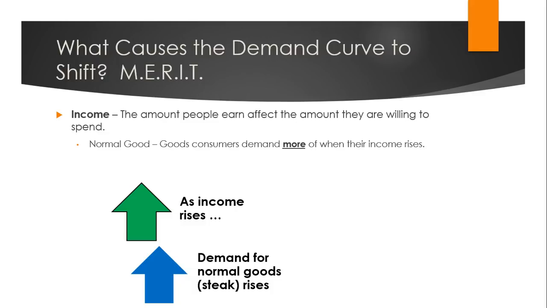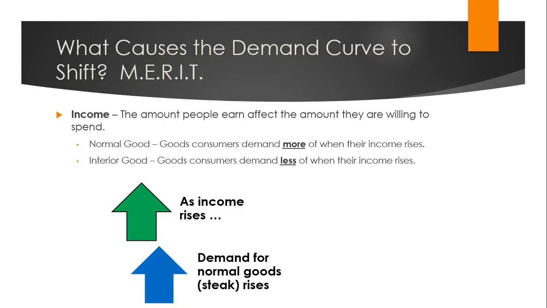The unique thing about this one is what's a normal good for you might not be a normal good for me. If you're a vegetarian, steak is not a normal good. You're not going to buy it regardless. So this one can apply differently from person to person, but generally we can figure out that as a market, more people will buy things like steak, good food, good meats if they're making more money.